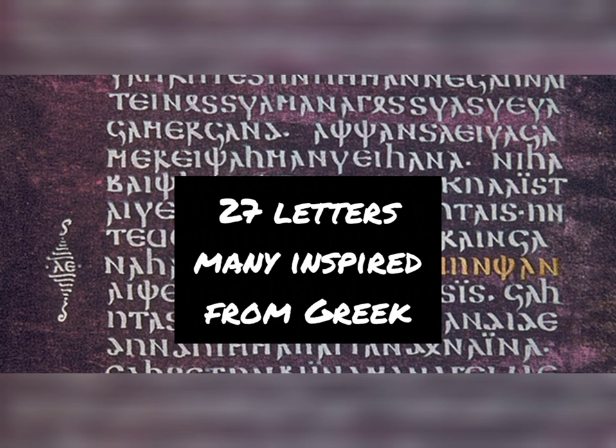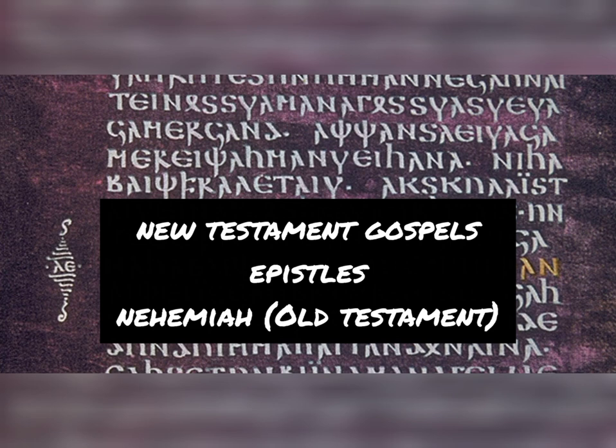Most of them were derived from Greek uncial script, with several letters modified from Latin or borrowed from runic scripts, although they could have also developed them separately. The corpus of the Gothic language now consists chiefly of large portions of a translation of the New Testament Gospels and the Epistles. The only surviving remnants of the Old Testament are chapters 5 to 7 of Nehemiah.